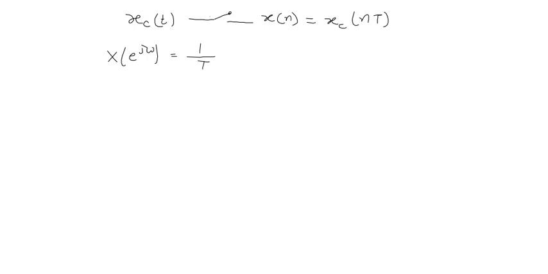What we did was, we had xc of t, a continuous time signal. We sampled it, so we got x of n, right? x of n was nothing but xc of nT, where T was the sampling period. So we know that the sampled version of the DTFT is nothing but 1 upon T summation of xc of (j omega upon T minus j 2 pi k upon T), where k goes from minus infinity to plus infinity. Let's call this equation 1.